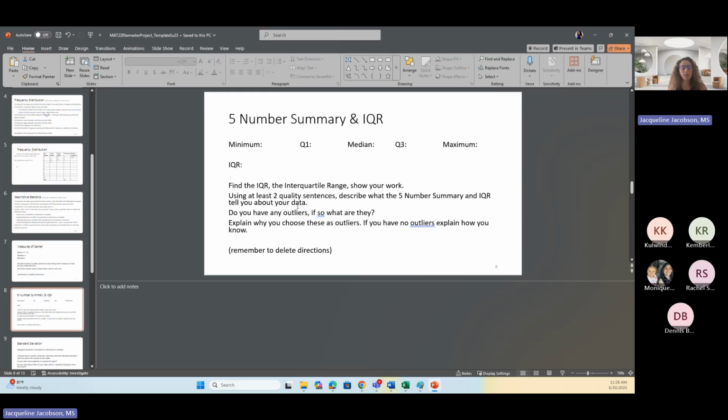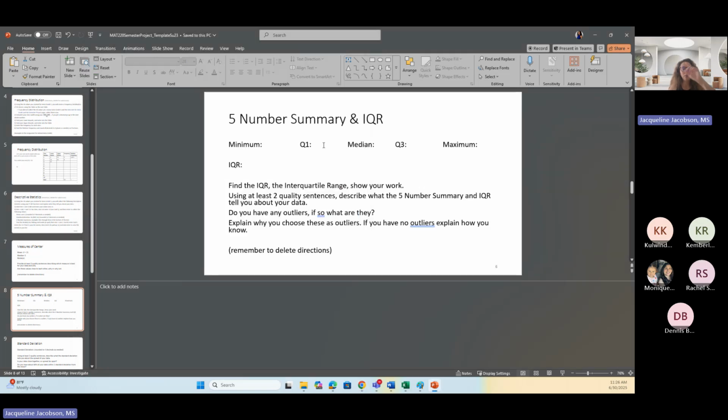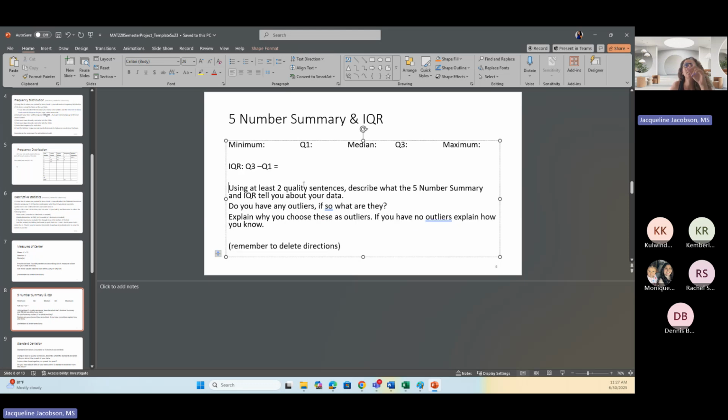The 5-number summary is given in that one-var stats: minimum, Q1, median. This is just, you just put your values in. Your IQR is Q3 minus Q1. Put your numbers in. What is that value? Equals, put your numbers in. You found it. I don't need that. Describe what the 5-number summary and IQR tell you.